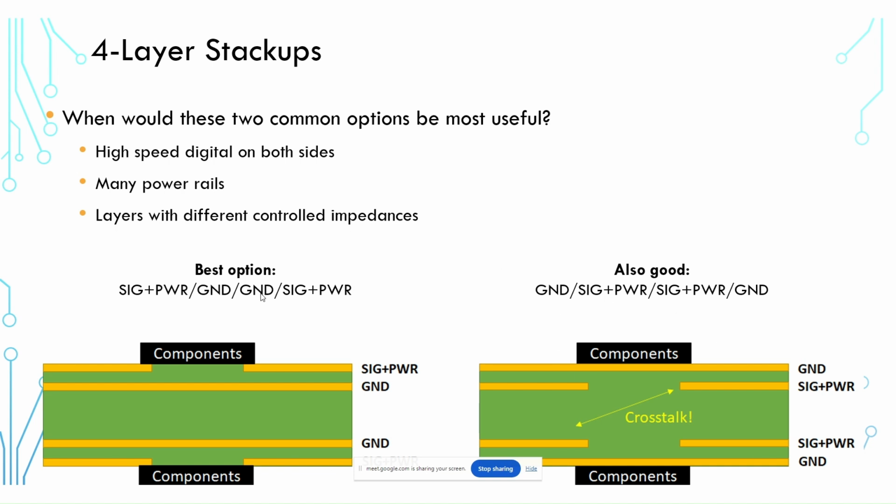So between these two options, where we have signal power ground, ground signal power, which one of these is going to be most useful for a mixed signal board? Well, I maintain that in all cases, you would have the option on the left being the best option for a mixed signal board.